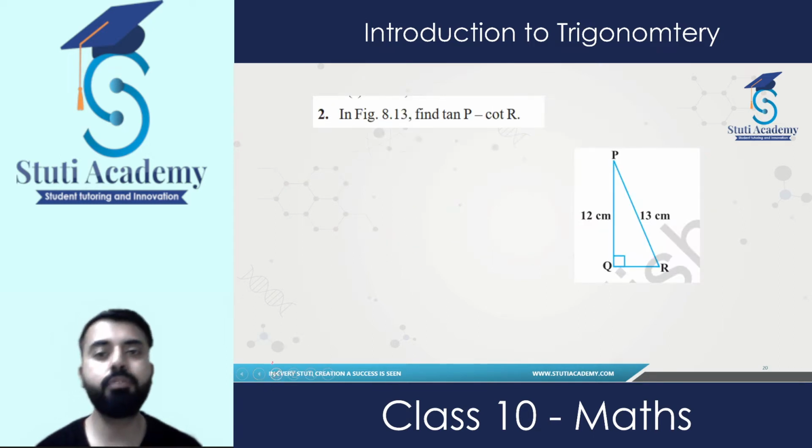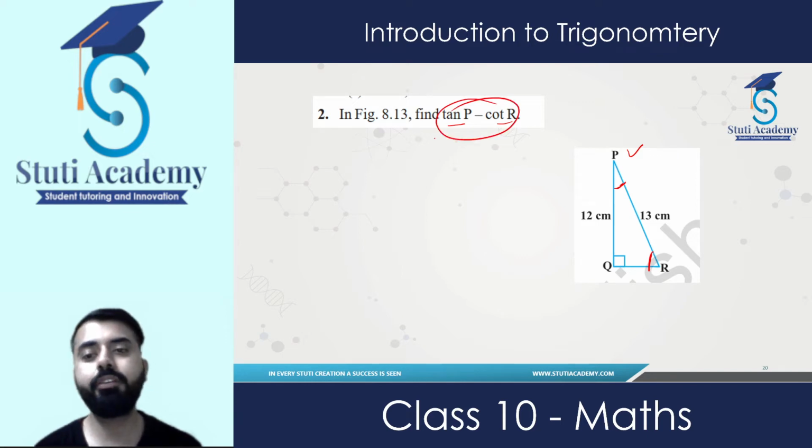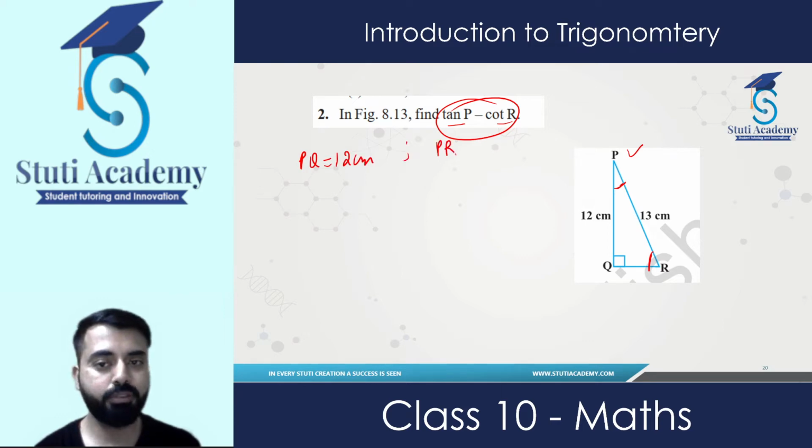If I just move forward, see, this is the second question. In figure 18.8.13, which is this one, find tan P and cot R. I have to find out tan P and cot R and the difference of both. Now guys, see, PQ is 12 centimeter. PR is 13 centimeter. Then QR will be what? We have to find out.